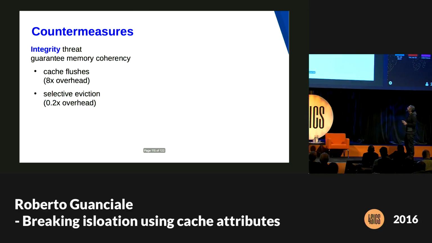So some countermeasures to this attack. For the integrity threat, you need to guarantee that the memory is coherent. You should guarantee that if there is something in the cache that differs from what you have in the memory, what is in the cache is dirty. You have several possible countermeasures here. You either flush the cache whenever you enter the critical application, or you selectively evict the lines that are accessed by the critical software.